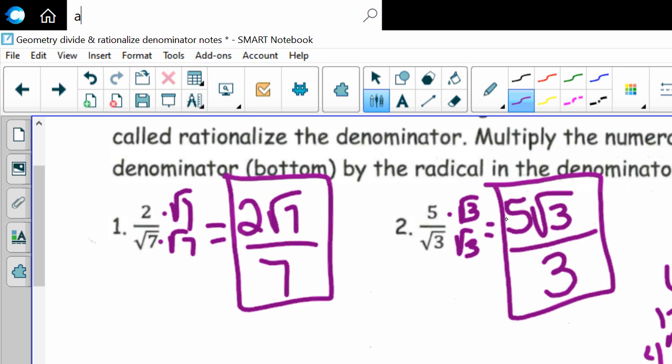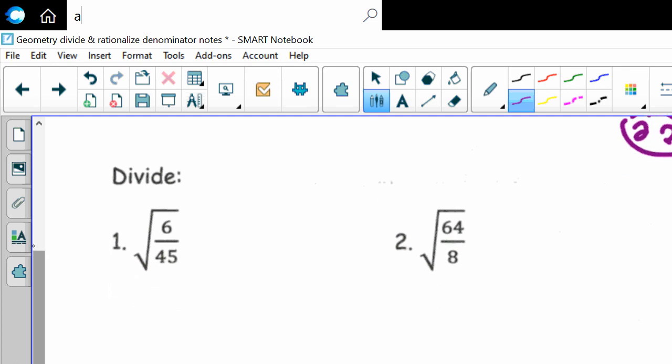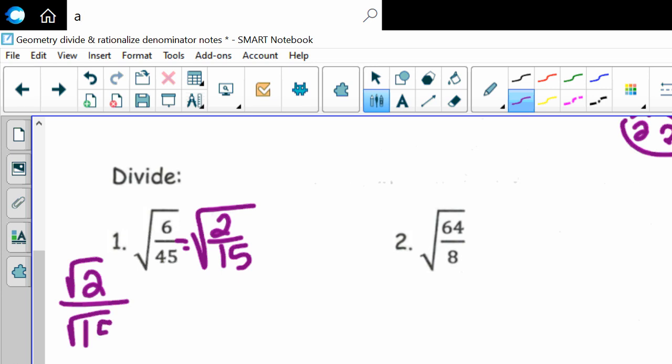So now the trick is being able to identify out of all those methods we just looked at, which ones you need to do. So now our directions just say divide, and this is what our homework is going to look like. So number 1, I have the square root of 6 45ths. Well, I can't divide that and get a nice whole number, but I do know that 6 and 45 both have a 3 in common, so I can simplify this. I can reduce this. If I take a 3 out of everything, 3 goes into 6 twice, 3 goes into 45 15 times. So now I have the square root of 2 15ths, which is the same thing as the square root of 2 over the square root of 15 if I separate them.